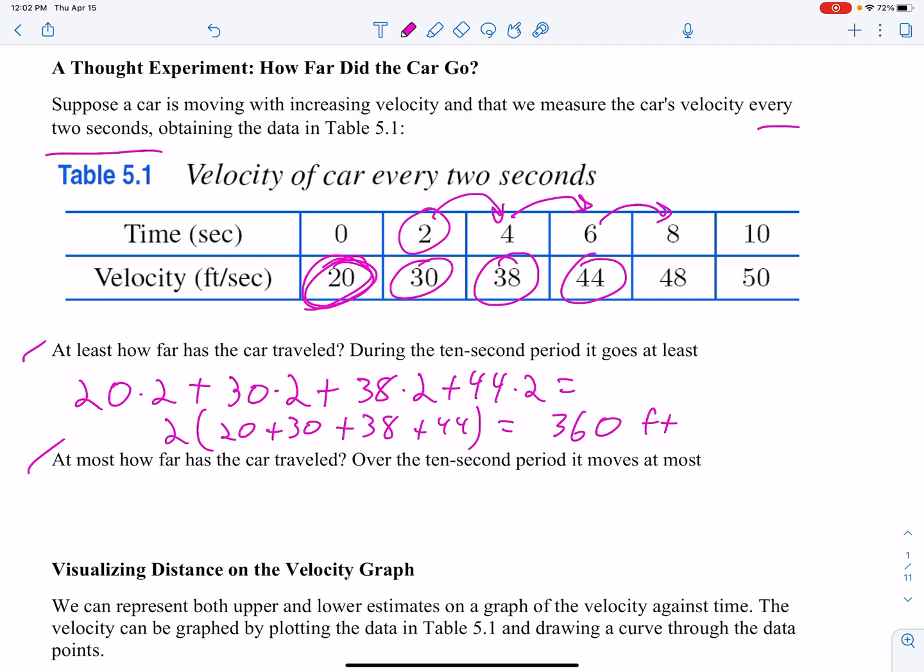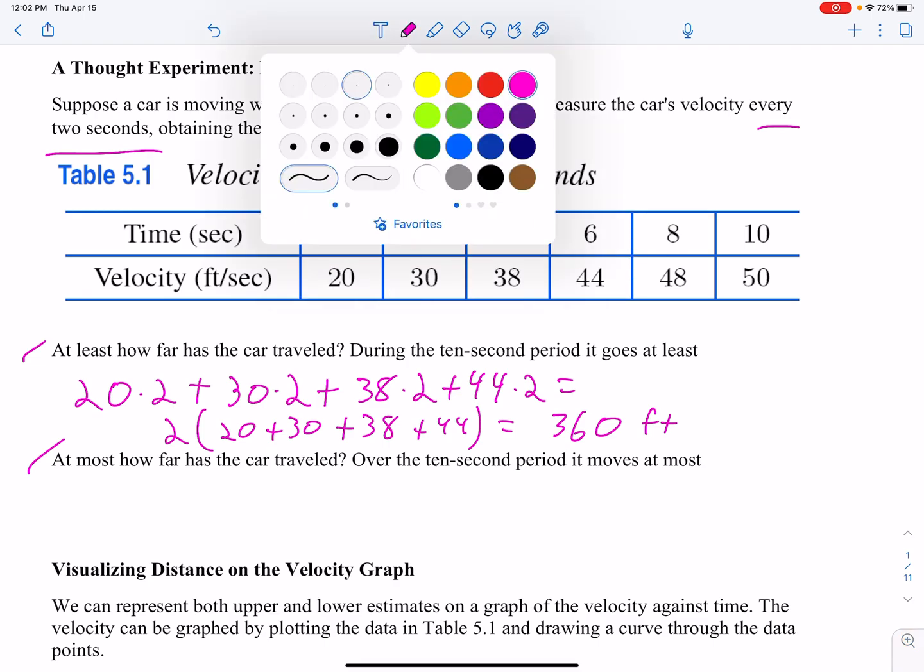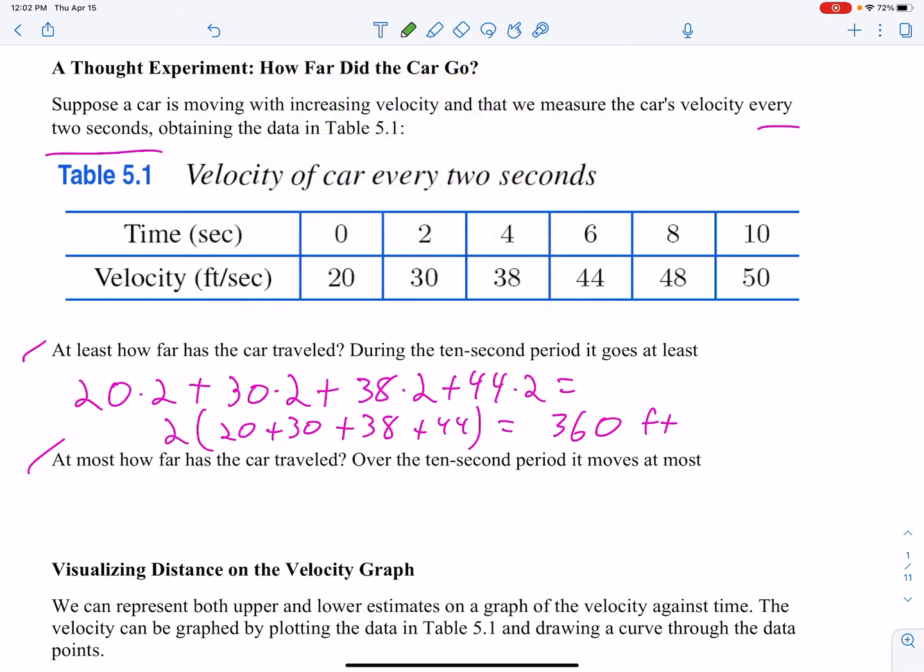And then at most, the second one here: at most, how far has the car traveled? Let me clean this up. What we're going to do there is use the higher number, the next number basically, in the velocity part of the table, again every 2 seconds. So at most, this car could have gone up to 30 feet per second in the first 2 seconds. And we can do the same little trick, because it's still every 2 seconds: we'll put a 2 out here and then add up the velocities that the car went in each of those 2-second intervals.